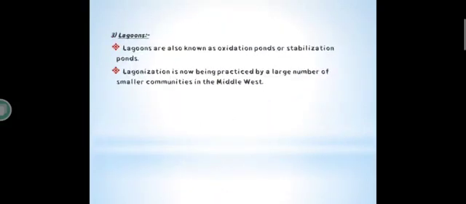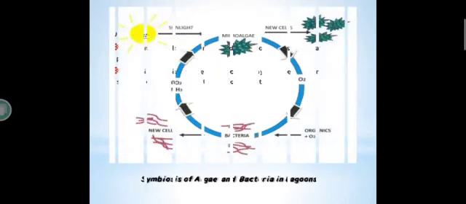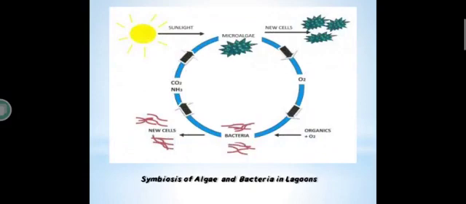Now, lagoons. Lagoons are also known as oxidation ponds or stabilization ponds. Lagoonization is now being practiced by a large number of smaller communities in the Middle West. Here is a symbiosis of algae and bacteria in lagoons. As you can see, sunlight affects the microalgae. Here are some new cells that oxidize in the presence of oxygen. Air also adds some organics plus oxygen. Here is the bacterial cell that made new cells, and it undergoes a reaction that produces carbon dioxide and nitrate.